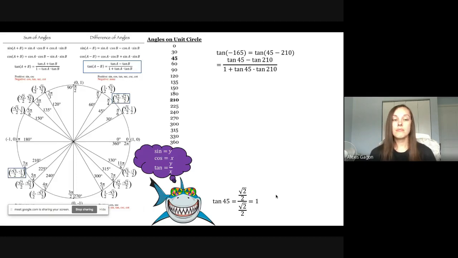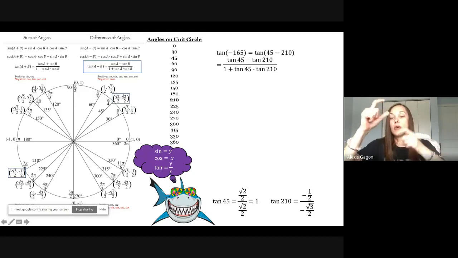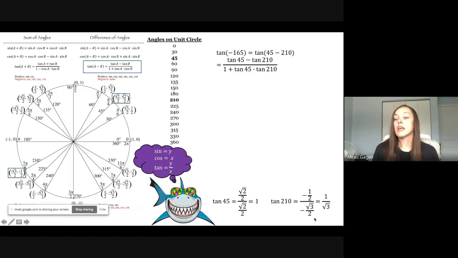And then if we find the tangent of 210, the y value here is negative 1/2. The x value is negative square root of 3 over 2. Notice, and I think I went over this a little more in the video, if you have a fraction inside a fraction and they both have the same denominators, well then these denominators can just cancel and the negatives are also going to cancel. So I'm just left with 1 over the square root of 3.